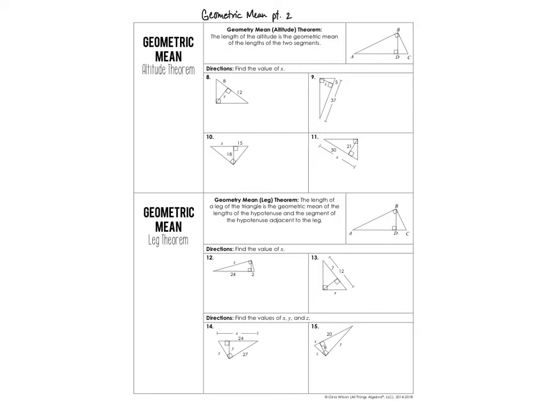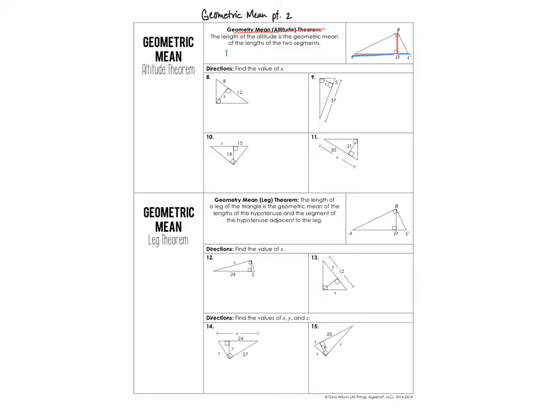Okay, so the geometric mean altitude theorem says that the length of the altitude, remember that is the up and down piece, the height, that's the altitude, is the geometric mean of the lengths of the two segments. Okay, so the geometric mean of these two segments here. Okay, so here's what that means.